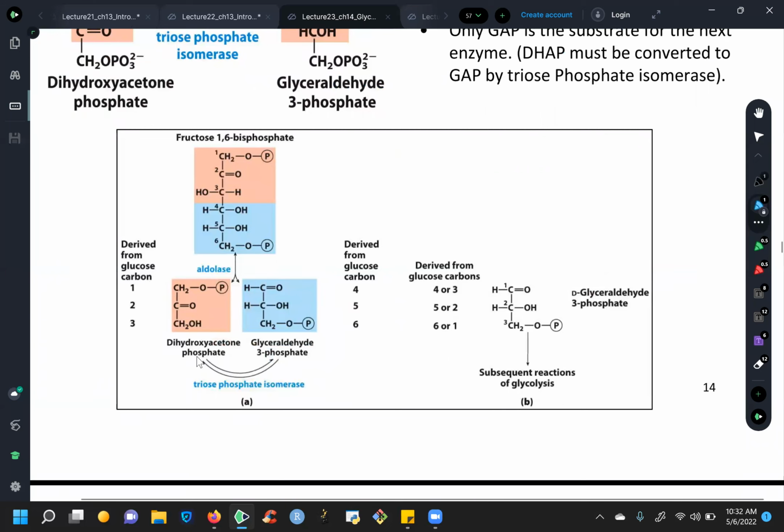And you can see the carbons that they come from. So I have seen questions in multiple choice, like, which 3 carbons from the original glucose molecule make up dihydroxyacetone phosphate, and it's carbons 1, 2, and 3. Which 3 carbons from the original glucose molecule make up G3P? Oh, it's 4, 5, and 6. Now, pyruvate, or what is here, derived from glucose carbons.